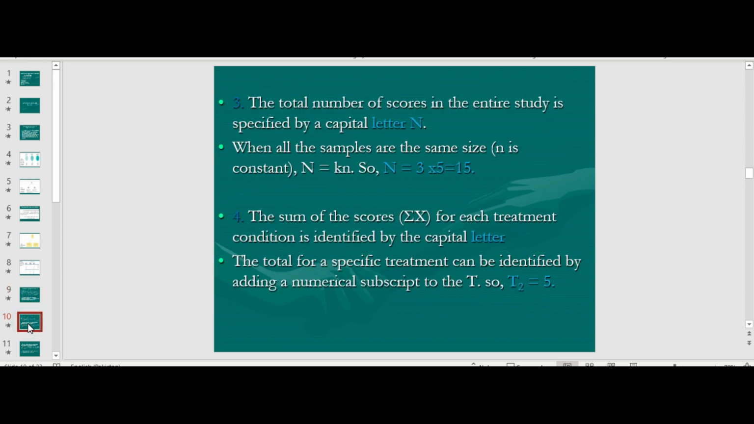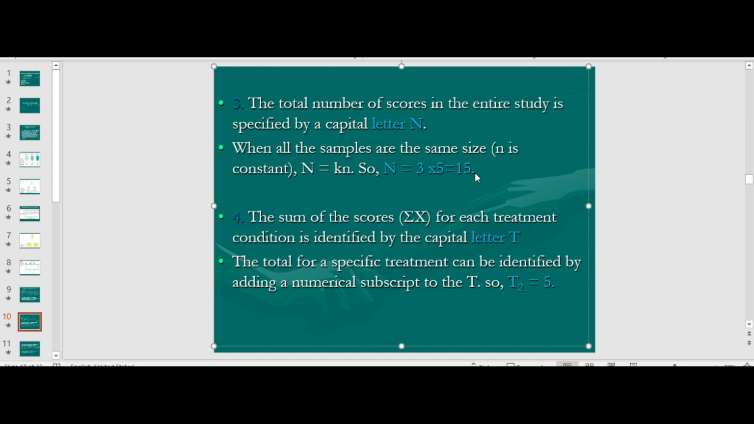इसी तरह से the total number of the scores in the entire study is specified by capital letter N. When all the samples are the same size, then n is constant. Then capital N, or the entire scores in the entire study, equals K, where K is the number of the treatments, into n. जैसा कि K हमारे पास की वैल्यू 3 है और n की वैल्यू 5 है, तो हमारे पास N जो है वो 15 के बराबर आ जाएगा.